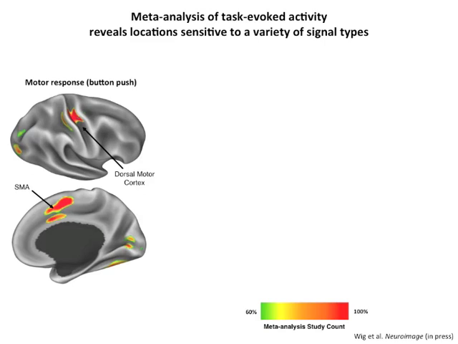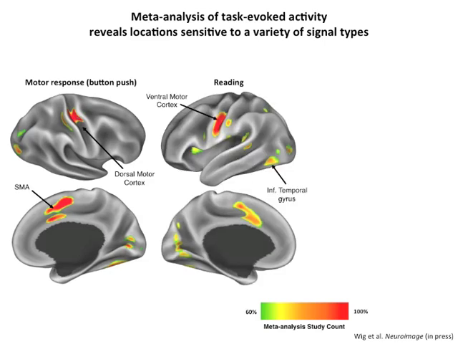So as you can see here, this map reflects evoked activity in response to button pushing or a finger motor response. This map was the meta-analysis of reading-related activity, and you can see clusters of activity in mouth regions of the somatomotor cortex and the inferior temporal gyrus.